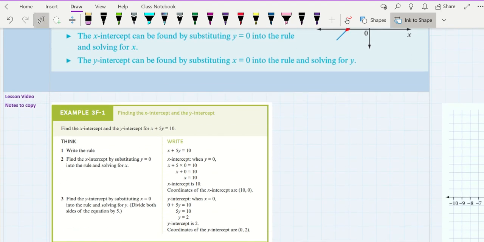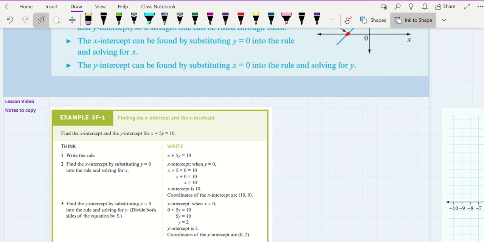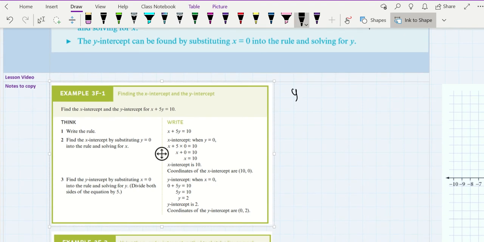Now the x-intercept can be found by substituting y equals 0. Remember in our x and y coordinates, if y equals 0, it's got to be crossing the x-axis at that space. And vice versa, the y-intercept can be found by substituting x equals 0 into the rule and solving for y. So let's write down what we know. We know that y equals mx plus b. We've said so far that m is the gradient and b is the y-intercept.